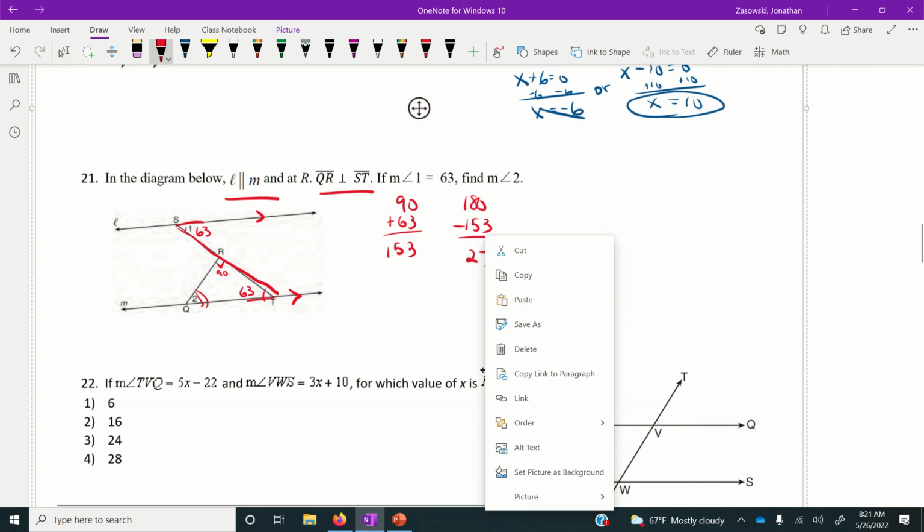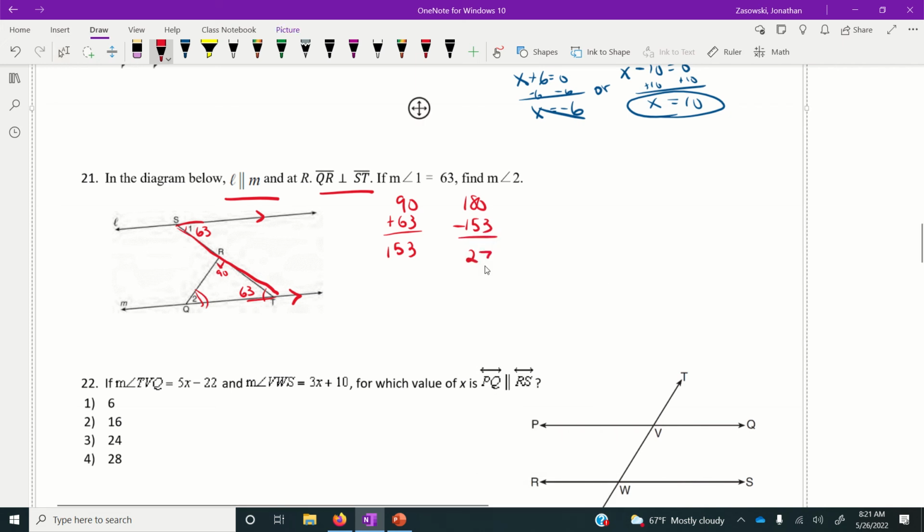Now you could also look at this and say, hey, if this is 90 degrees, then these two angles have to be complementary and add to 90. So just 90 minus 63, and this is just another way to get the same answer, 27. And so we know the measure of angle 2, depending on which way we pick, is just 27 degrees.